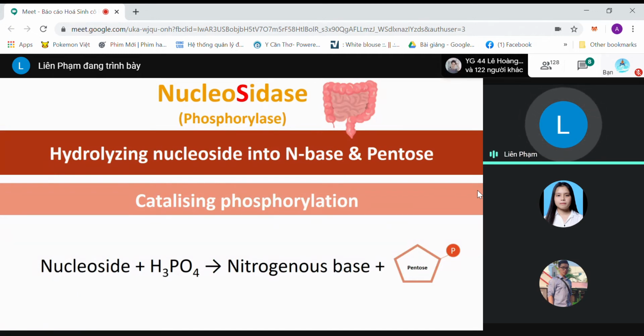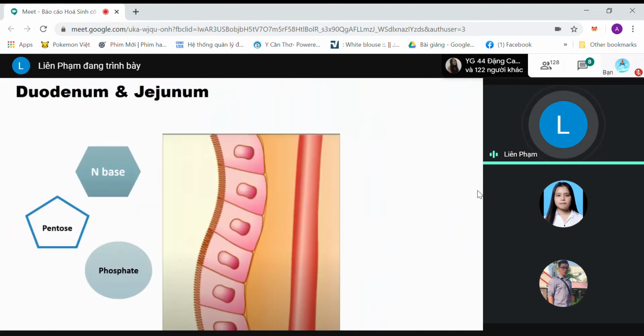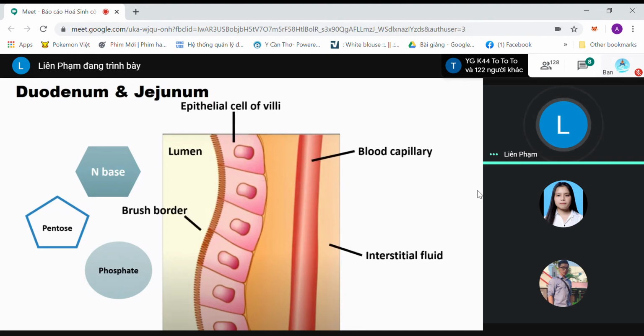Okay, to summarize this part, the final products of the digestion are phosphate ions, pentose sugar, and nitrogenous base. These products then will be absorbed. The absorption occurs mainly in the duodenum and jejunum of the small intestine. At the intestinal villus, all nucleic acids are absorbed as nitrogenous base, pentose sugar, and phosphate ions.